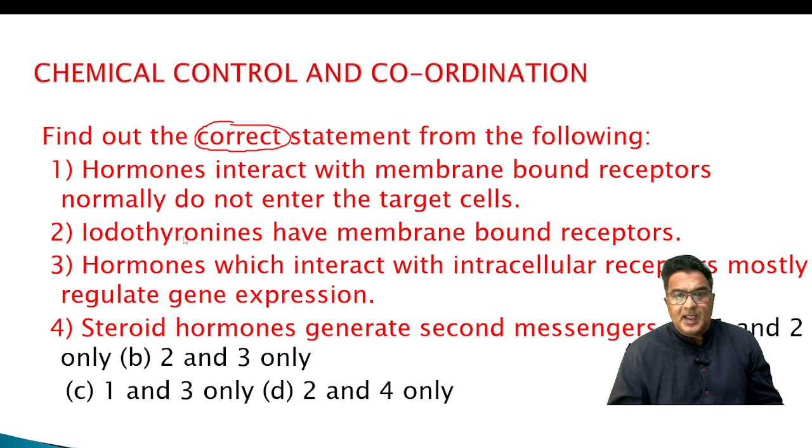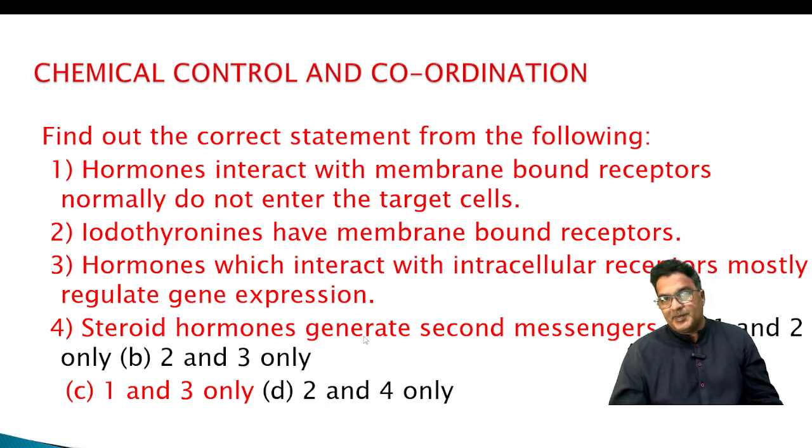Iodothyronines have membrane bound receptors. Hormones which interact with intracellular receptors mostly regulate gene expression. Steroid hormones generate second messengers. So we need to find out the right answer here. 1 and 3 only. Iodothyronines can go inside, whereas steroid hormones do not generate the second messenger, they can go into the cell directly.